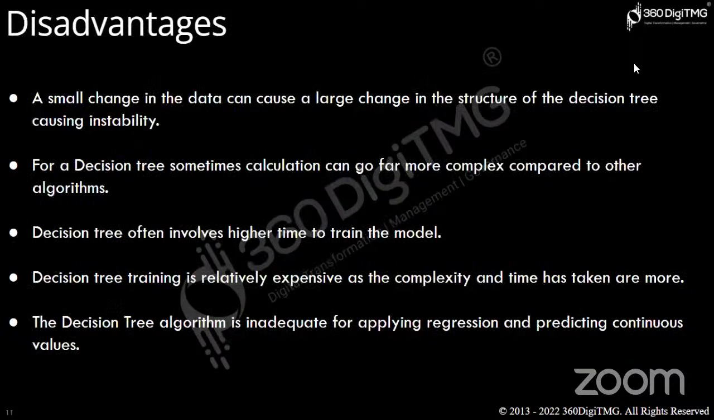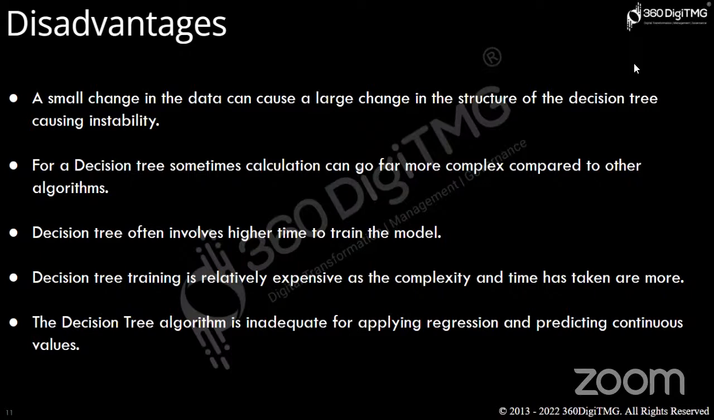There are a few disadvantages, as we have pros and cons for every method. In the case of decision trees also, I have some disadvantages. So what are the different disadvantages I have here? A small change in the data can cause a large change in the structure of the decision tree. So that is something we have to look into. That may cause some instability in the tree that we are building. For a decision tree, sometimes calculation can become more complex compared to other algorithms.